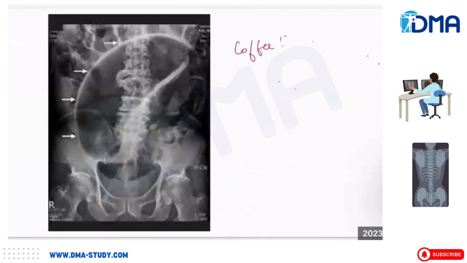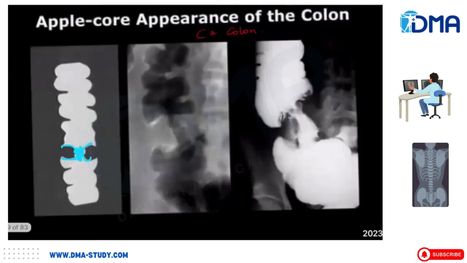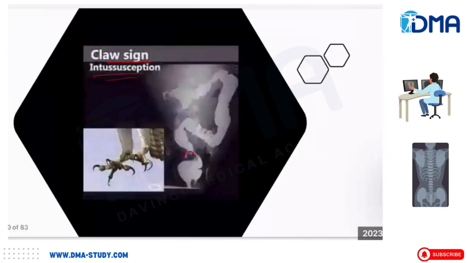What is this? Coffee bean appearance. Where do you see this coffee bean appearance? You see it in sigmoid volvulus. Right? Then, where do you see this apple core appearance? The apple core appearance is seen in case of CA colon. Then, this claw sign here, right? This is seen in case of intussusception.